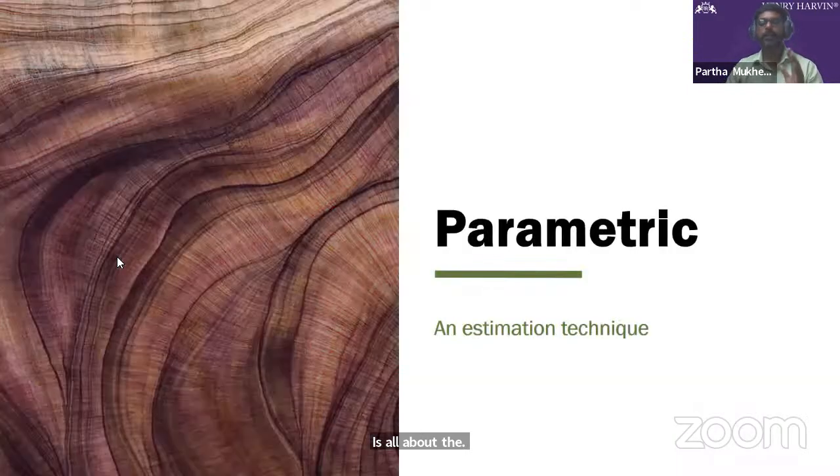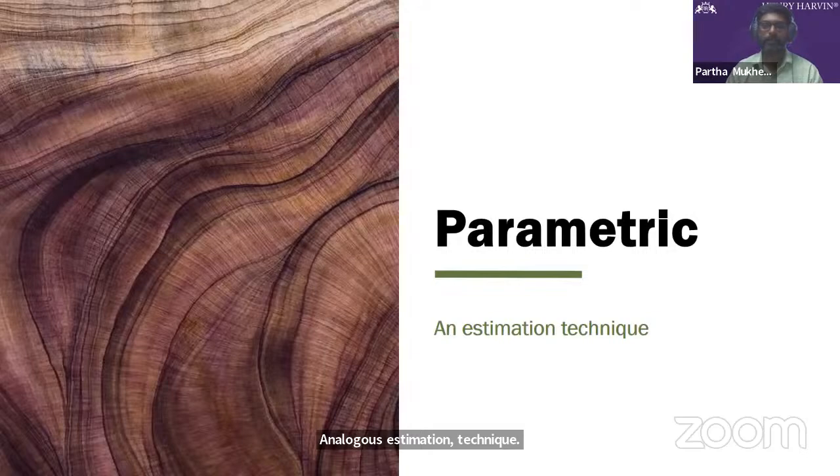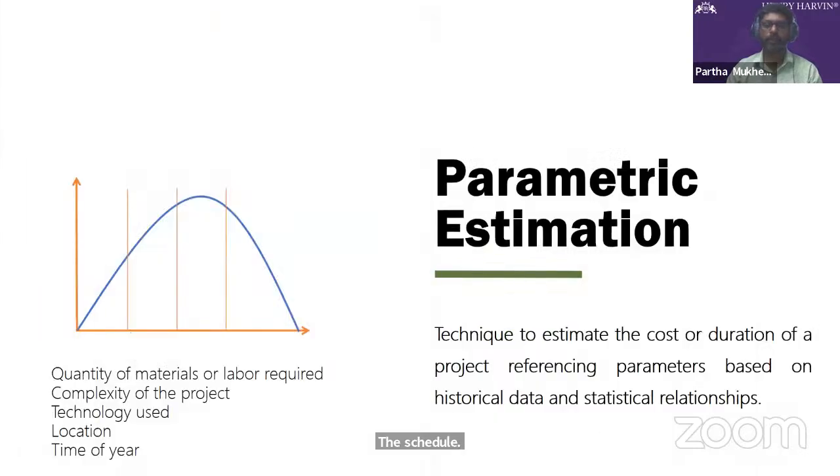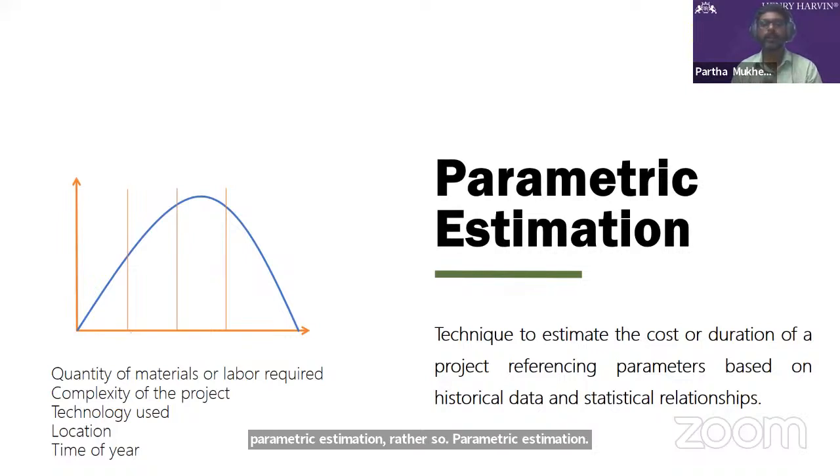Then comes the third estimation technique, which is known to us as the parametric estimation technique. This is also an estimation technique which is going to give us information about the estimation of the cost, schedule and budget. Parametric estimation is going to help us get the duration of an activity of a project, delivering projections based upon certain empirical data and statistical relationships.